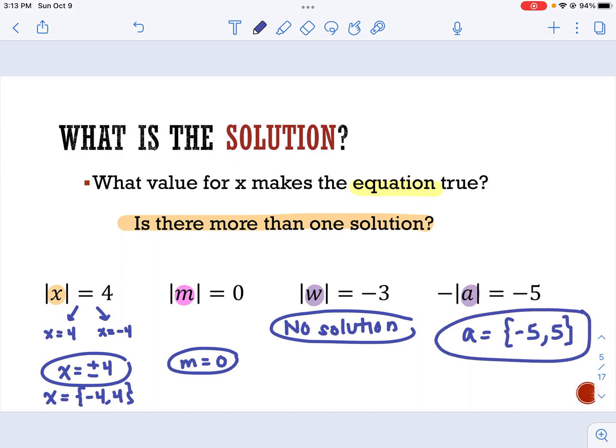All right, so these were 4 examples that we can look at and think about logically and do mentally. But let's kick it up a notch. We're not always going to get such easy absolute value equations.